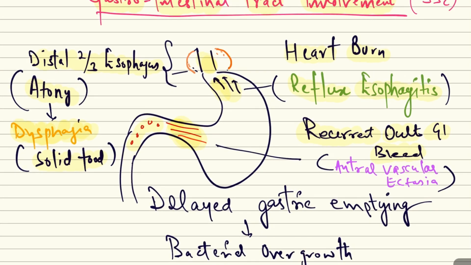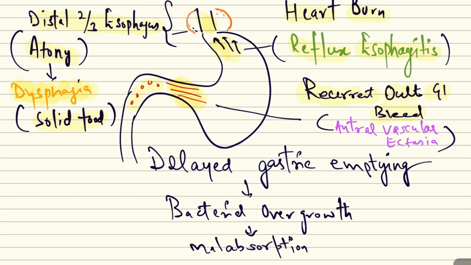Also, because the intestinal tract is atonic, this leads to delayed gastric emptying in patients of systemic sclerosis. Because of the delayed gastric emptying, this contributes to stasis, and bacteria start growing, and this leads to bacterial overgrowth in the intestine, which further leads to malabsorption in these patients of systemic sclerosis.